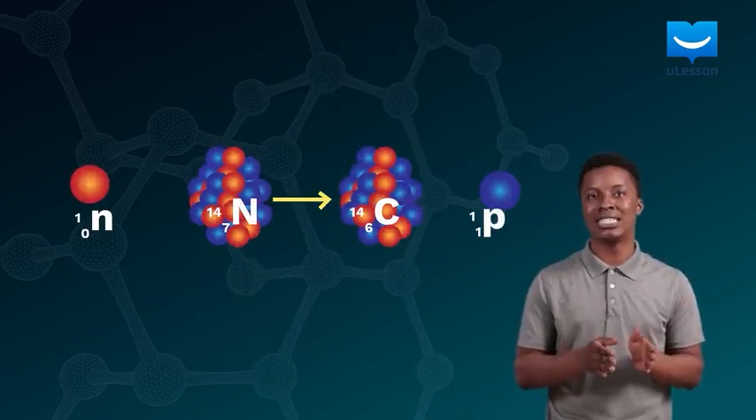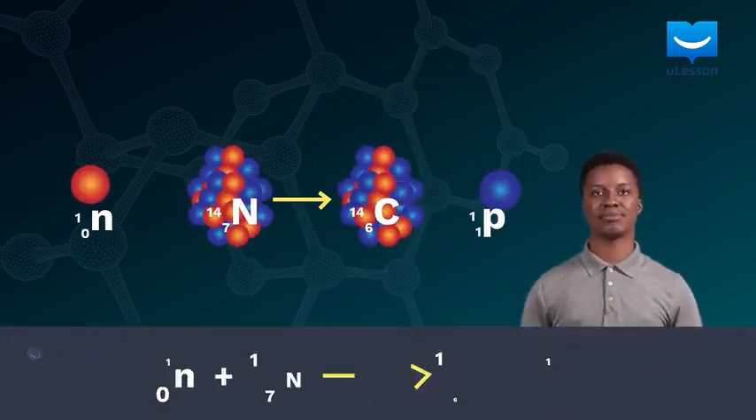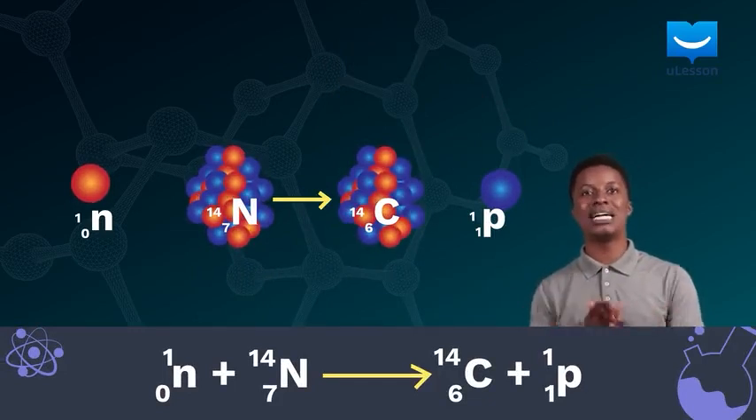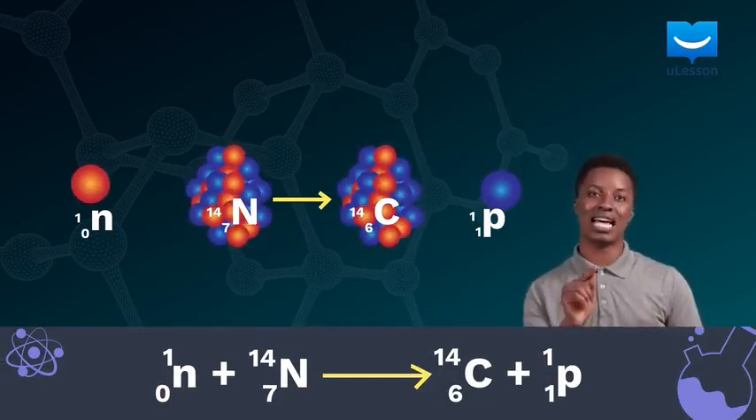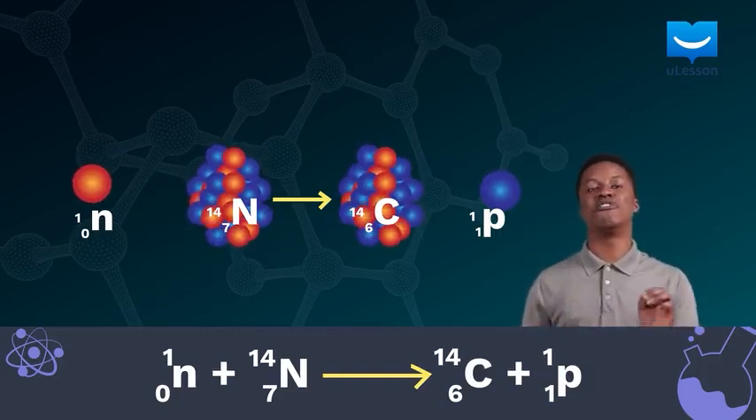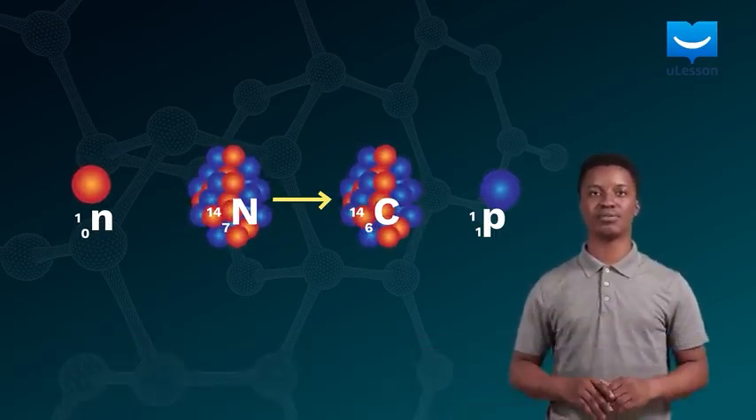An example of artificial transmutation involving the use of neutrons as a projectile is the conversion of nitrogen-14 to carbon-14. As shown here, the nucleus of nitrogen-14 atom is bombarded with a neutron, which is the projectile. And this bombardment results in the production of carbon-14 and a proton.